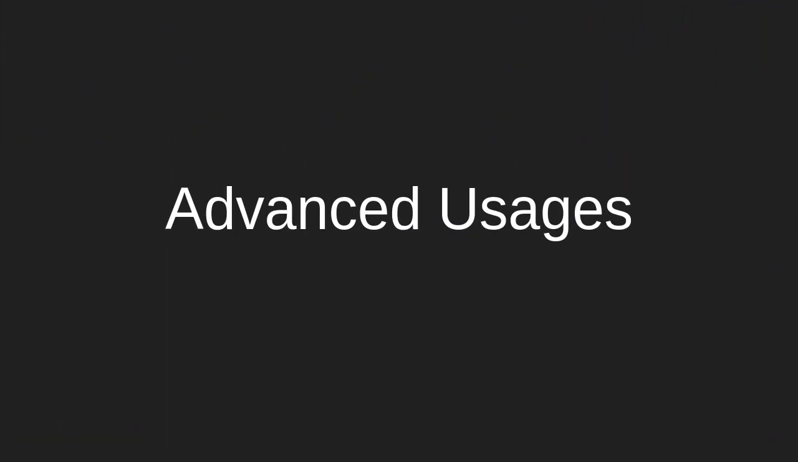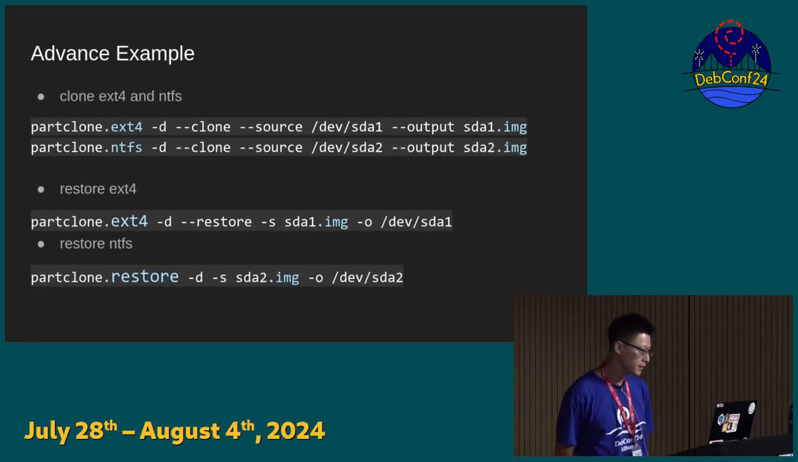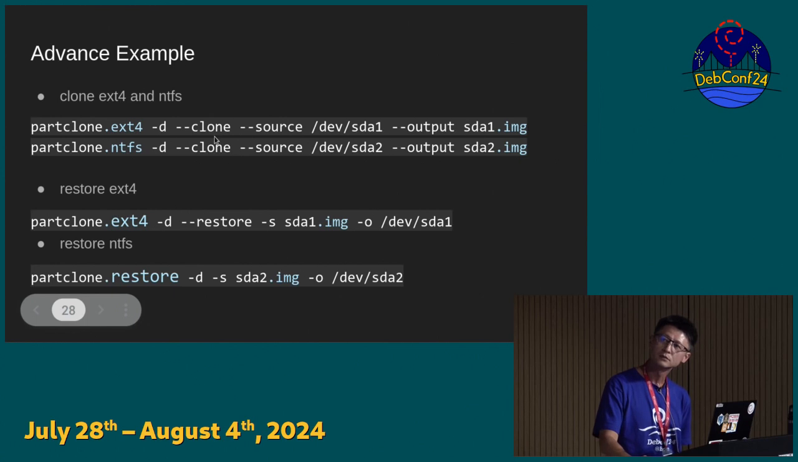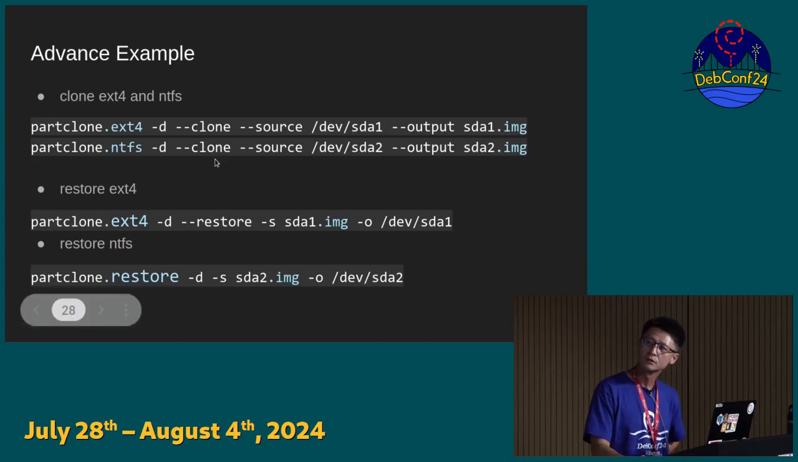I have some interesting and advanced usage I want to share here. Here is the Partclone command, and I switched to long options here. If you want to back up extension 4, you just need --clone from the source device and output to an image. If you want to back up an NTFS partition, it's the same here.